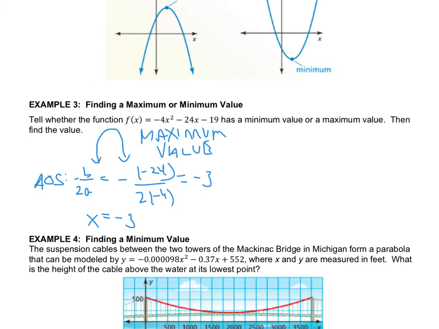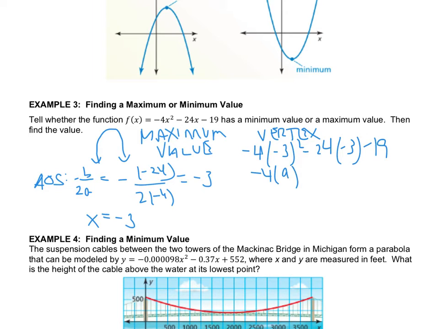So once we have the axis of symmetry, now we want to find the vertex. So remember, the vertex basically is, we have the x part of that, the negative 3. We now just want to find the y value. So I'm just going to plug it in. So there's my function plugged in. I just plugged the negative 3 in for the x. Now I just do my order of operations. I get negative 4 times 9.